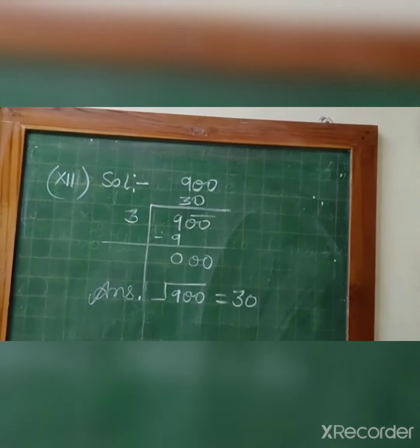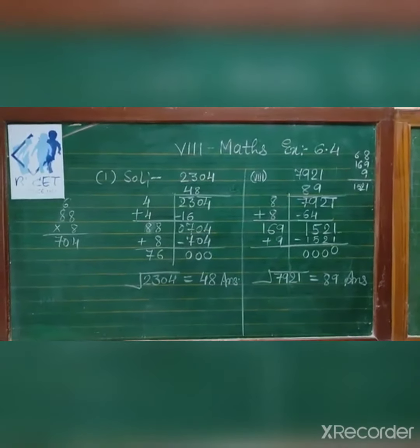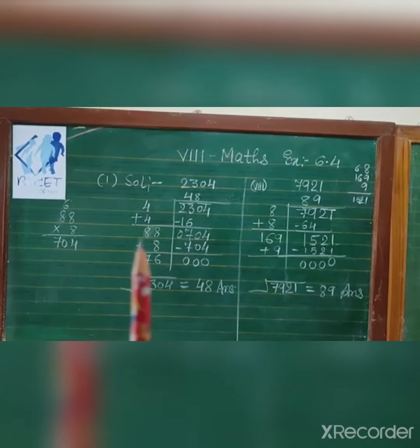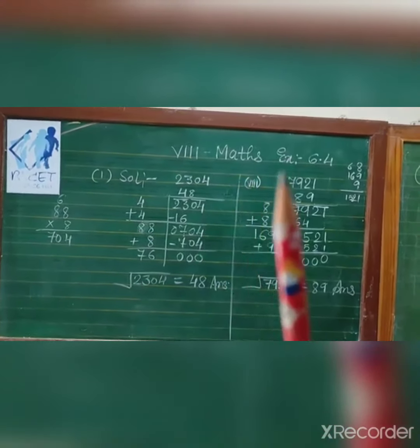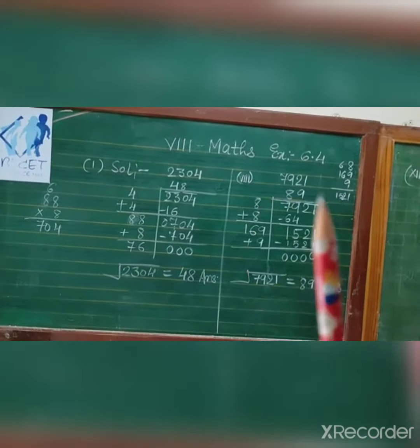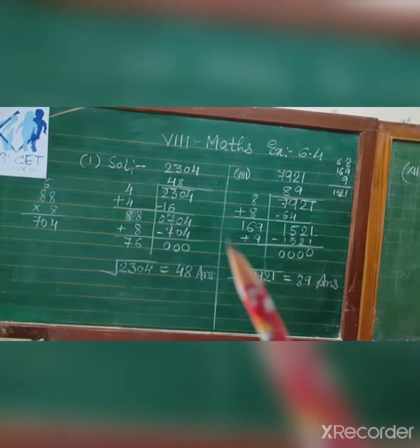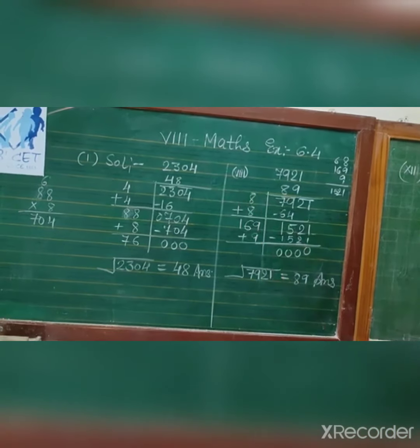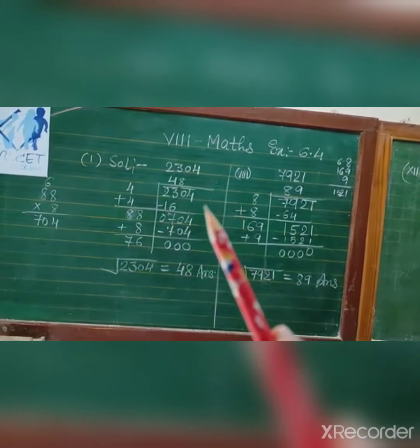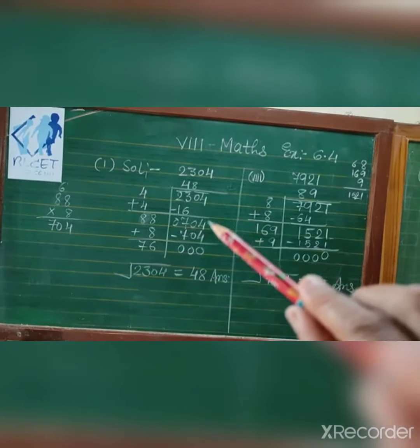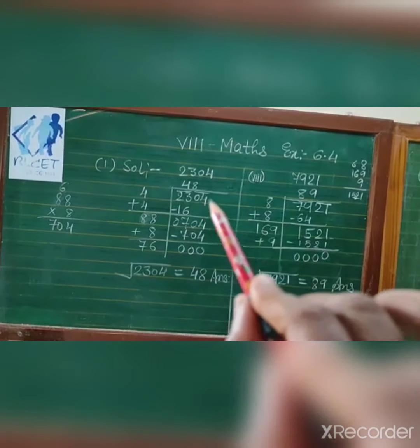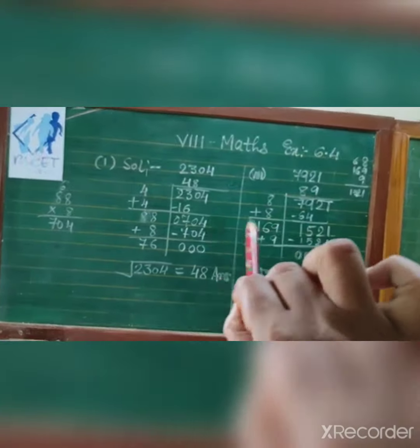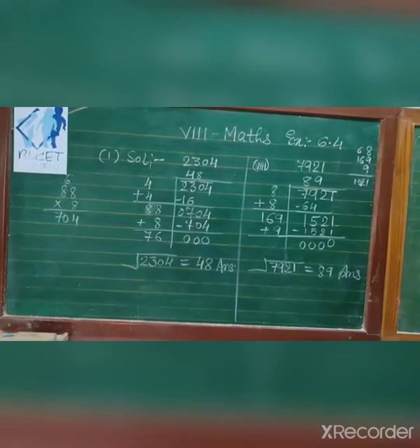Okay. Now see here, we are starting exercise 6.4. You can see the given questions. We have to find the square root of the following numbers, and the number I have chosen first is 2304. So the given number is 2304. Now make pairs from the last. 04 and 23. So 23.